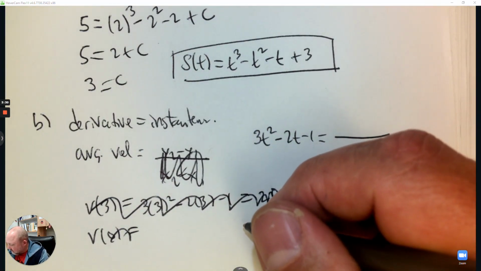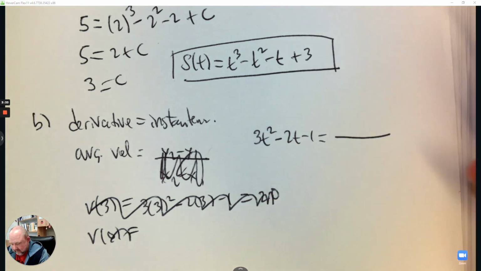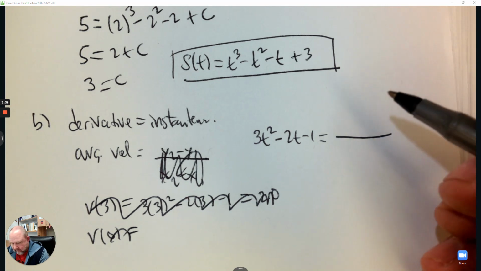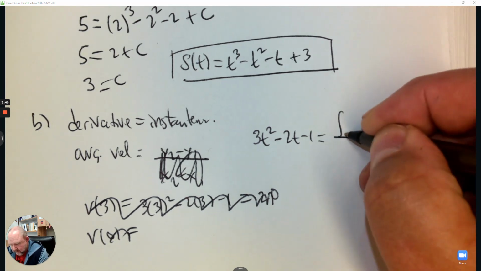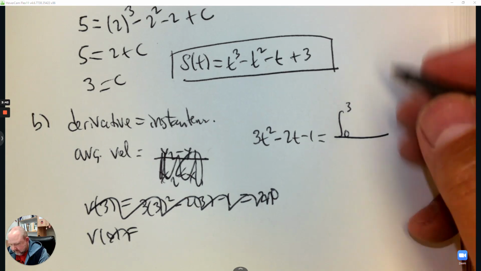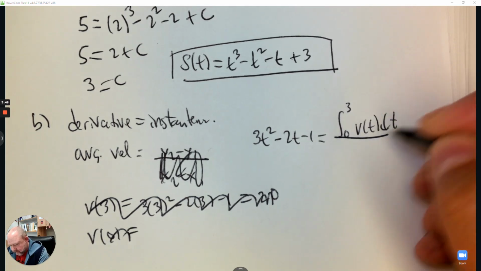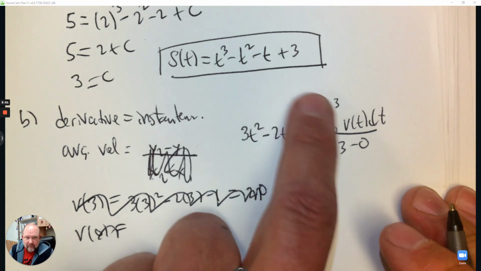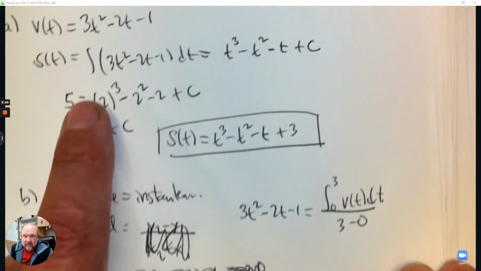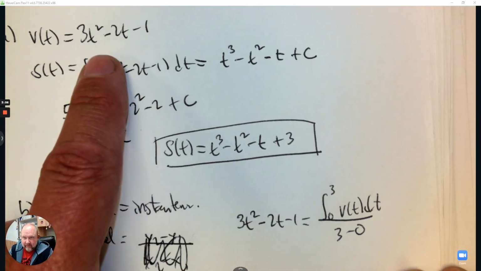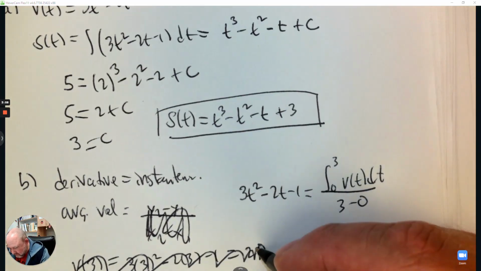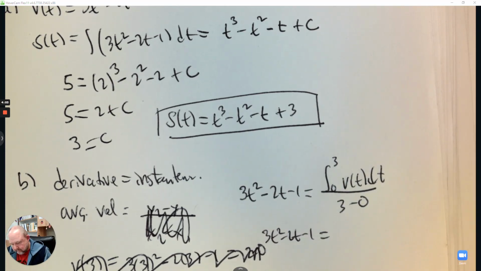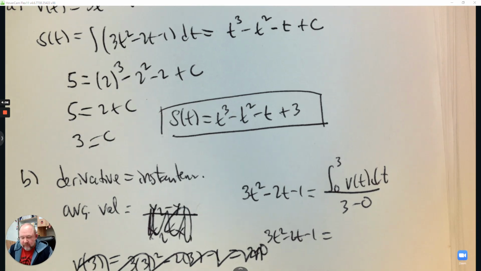So the average velocity is an integration question. From 0 to 3, and then 3 take away 0. So you integrate the velocity from 0 to 3, which is up here, and then divide by 3. That's an average value question. Let's see if we can just put it in our calculator.